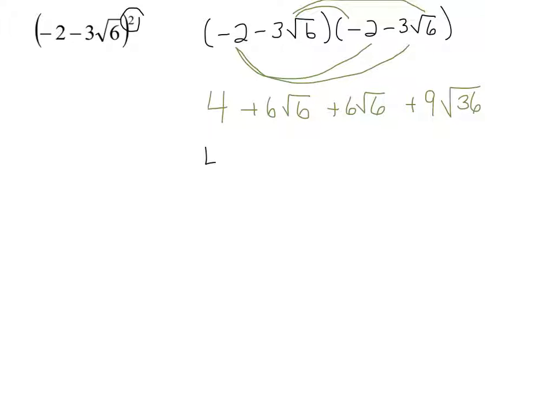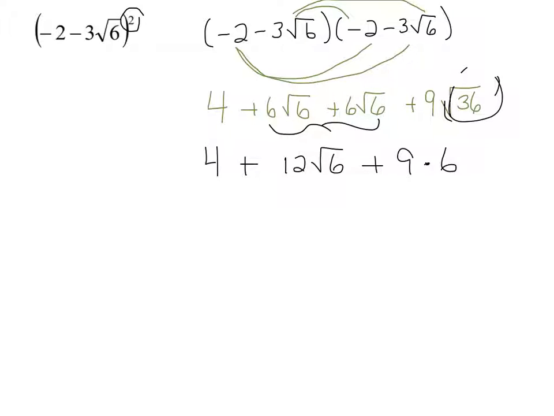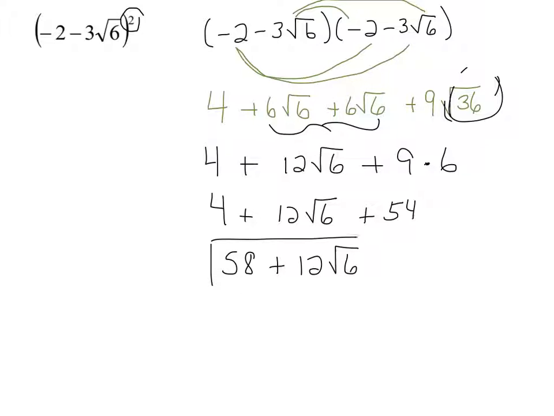So when we simplify, well, this is 4. Again, these are like radicals because they're both radical 6. So that's 12 radical 6. Plus 9 times the square root of 36. You can break it down with a tree, or we should just know that's 6. So this is 4 plus 12 radical 6 plus 54. And 54 and 4 is 58. So there you go. So we just write it twice and same idea.